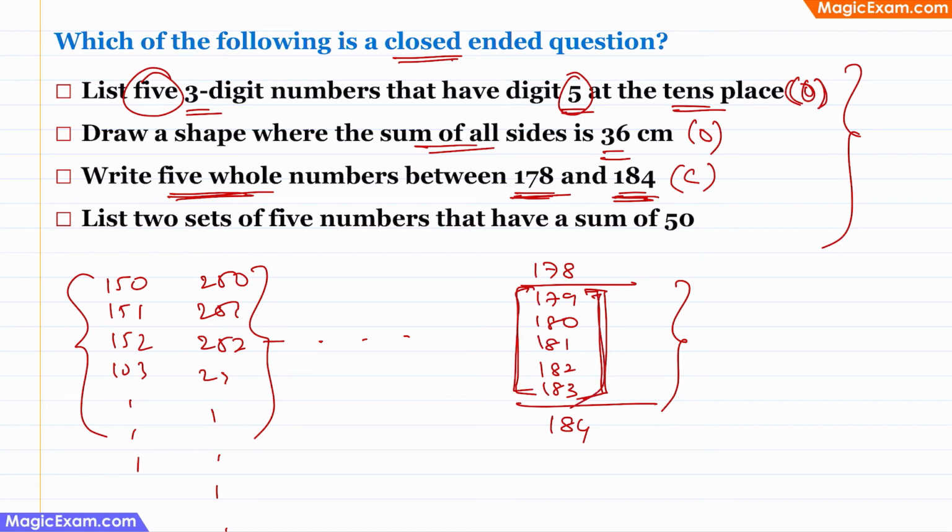And the last one, list 2 sets of 5 numbers that have a sum of 50. So you can list any set of numbers where both of them add up to 50. So this also has multiple correct answers. So this is also open-ended. So here we have identified that option C is close-ended because it has only one possible correct answer. Therefore, this is a close-ended question.